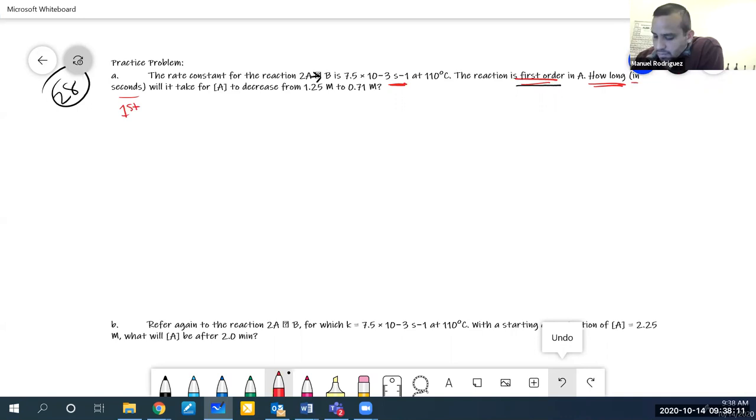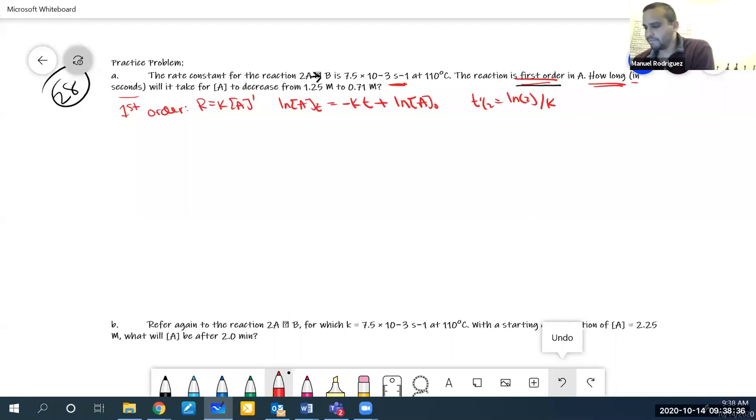And I'm going to actually go the long way. So it's first order. So I know that R equals K times A to the first power. I also know that the natural log of A at T equals negative KT plus the natural log of A zero. And I also know that T half equals natural log of two divided by K. So from first order, those are all the equations I know. And I'm doing it this long way because when you guys are doing these problems at home by yourself, you have all these options and you need to figure out which one to use.